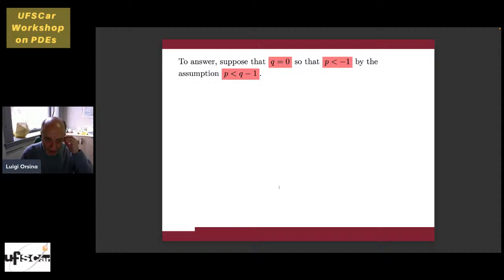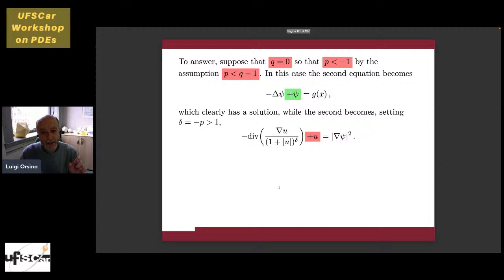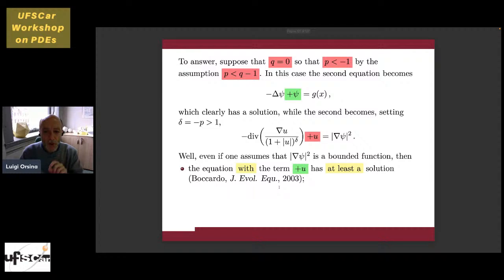Then in this case, the first problem is no problem at all, because A of x, t is a constant, it's a power, so it does not depend on u. You have minus Laplacian psi, plus, or you can remove it or not, equals g. Of course, there is existence of solution. But the two problems, if delta minus p is larger than one, you have this problem.